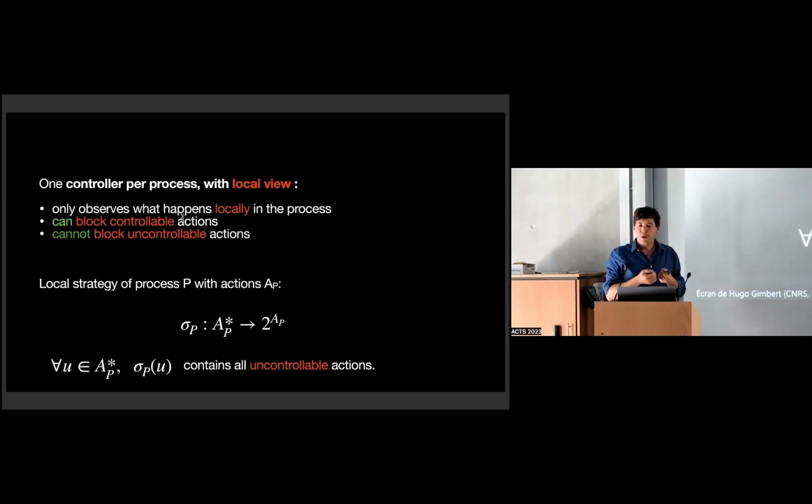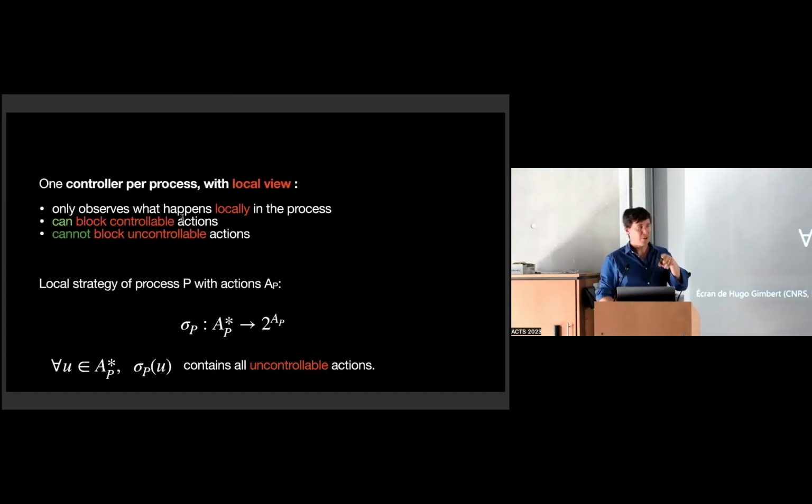Formally, a controller can block controllable actions, can prevent them from happening. It cannot block uncontrollable actions. That's the way a controller is defined. And if you want to be even more formal, a local strategy is a map, sigma, like sigma is often used for strategies, from sequences of actions of the process. You remember that sequences of actions actually determine the whole run of the system because we are deterministic, to a set of actions. In this set are the only actions that the controller will allow to occur. And he has to include all uncontrollable actions. This is the constraint.